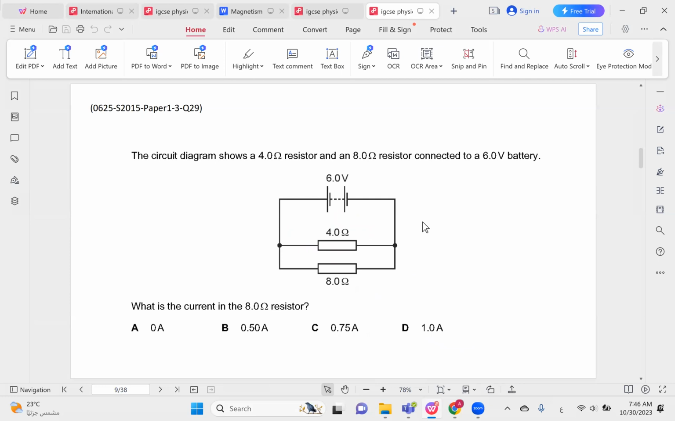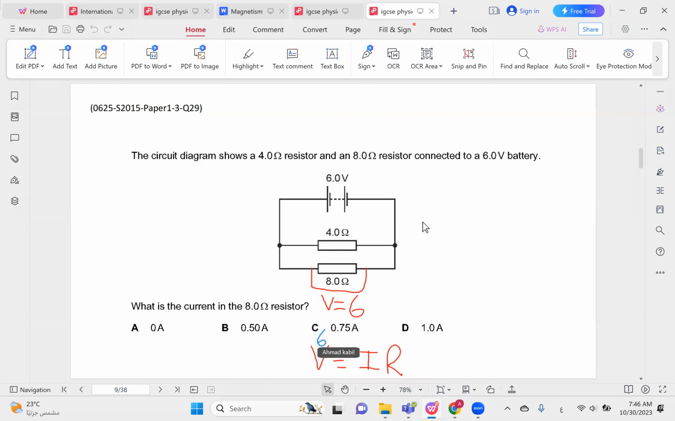The circuit diagram shows a 4 ohm resistor and an 8 ohm resistor connected to a 6 volt battery. What is the current in the 8 ohm resistor? So in order to get the current, we're going to use the equation V equals IR. And we already said that the V here has to be equal to 6 because they are connected in parallel. So we just do a simple substitution.